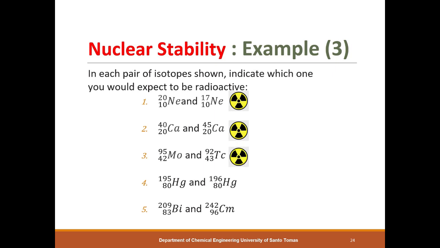Then for the fourth pair, for mercury, mercury-195 should be radioactive. Mercury-196 has an even number for both neutrons and protons, so it's more stable. Now, for the fifth one, all curium isotopes are unstable.